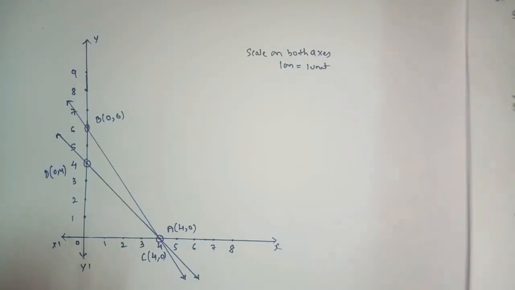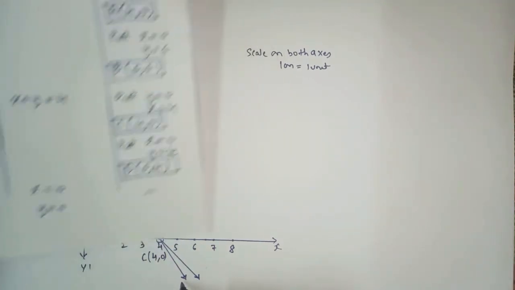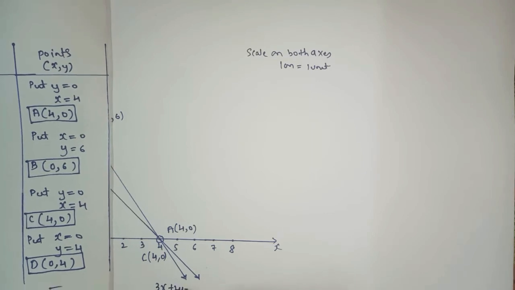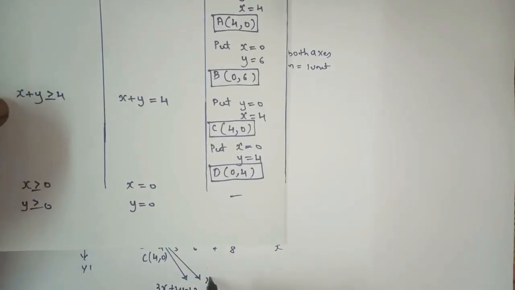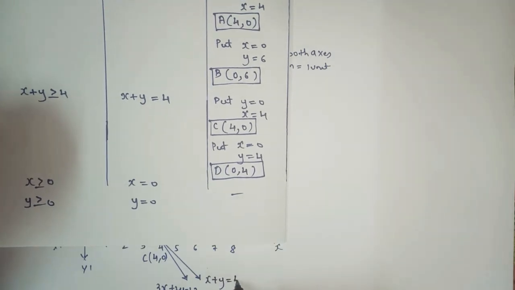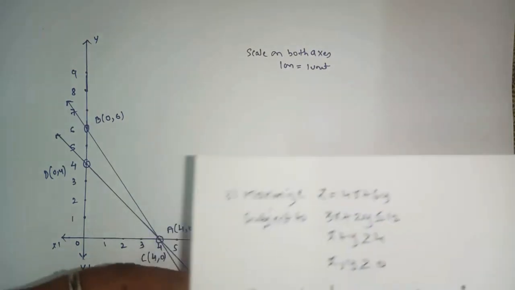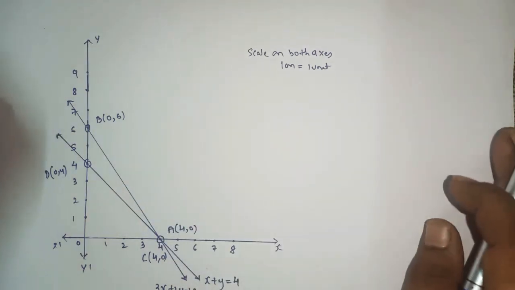Okay, so this was the first equation, 3x plus 2y equal to 12, and this is the second one, x plus y equal to 4. Yes or no? Now after this, what exactly do we have to do? We all know that.